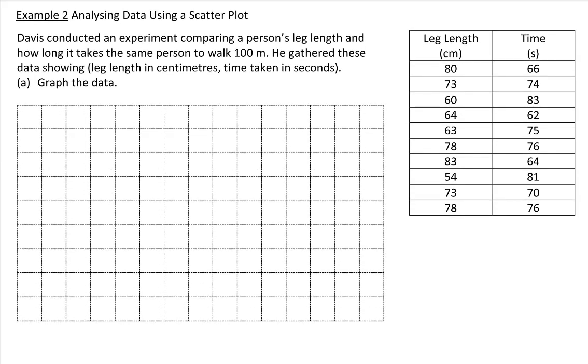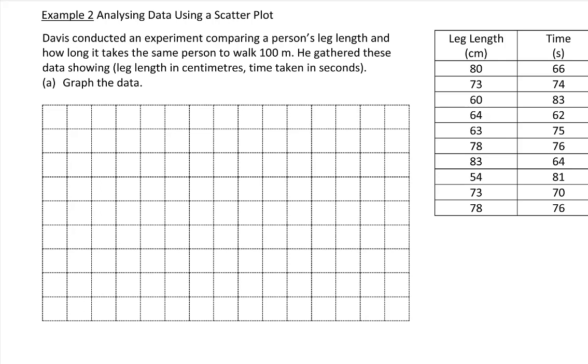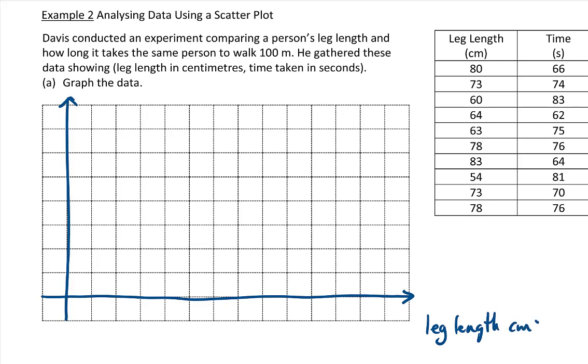So let's take a look at a scatter plot. For example, Davis conducted an experiment comparing a person's leg length and how long it takes the same person to walk 100 meters. He gathered the data shown here. You can see on the right we have a table with leg length in centimeters and time in seconds. So let's graph the data. First we need our x and y axis. Our x-axis will be our leg length, and our y-axis will be our time.